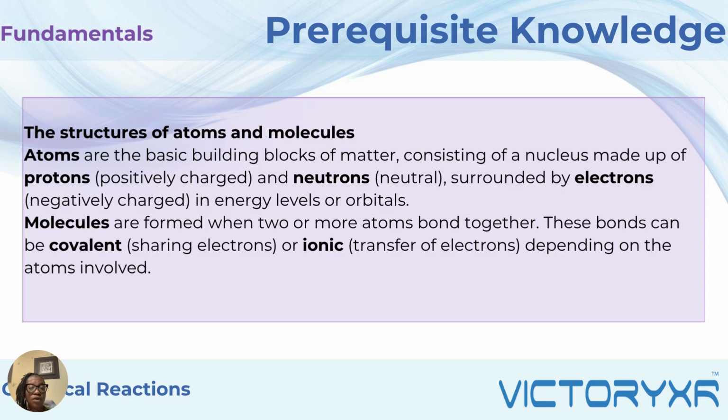Now, molecules are formed when two or more atoms bond together. These bonds can be covalent, which means that electrons are being shared, or they could be ionic, which means that electrons are being transferred from one atom to the other. It depends on the type of atoms involved. Covalent bonds typically involve nonmetals, whereas ionic bonds are a metal and then a nonmetal.